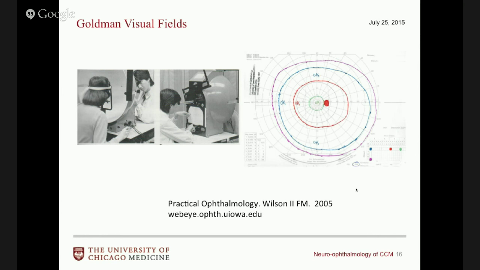And these go out to like 90 degrees, 60 degrees. This is your blind spot. These are different brightness of lights. So as the light gets brighter, the field gets larger.